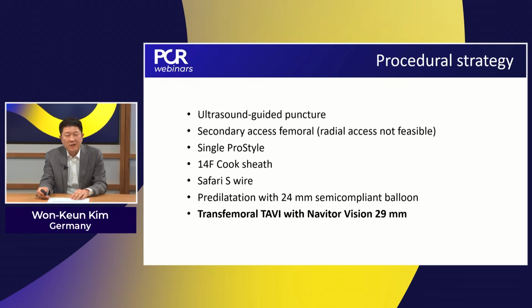So this is our strategy that we planned in the heart team. I think ultrasound-guided puncture is standard nowadays. We had a secondary access in the left groin because radial access was not feasible. We can discuss that. Single ProStyle is quite common today. We took a 14 French placeholder sheath. And in this case, due to a rather large anatomy, we opted for a Safari S-wire. Predilatation was performed with a 24 millimeter semi-compliant balloon. And I think in this case, sizing is relatively clear in the range of a 29 millimeter Navitor Vision valve.